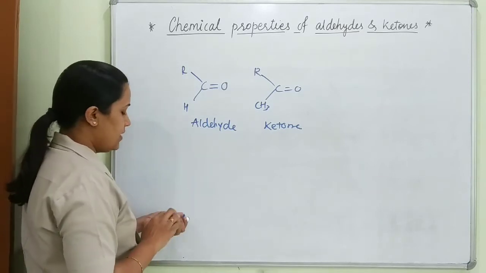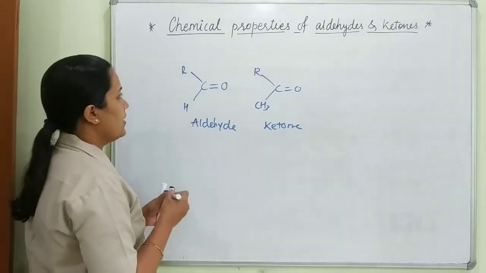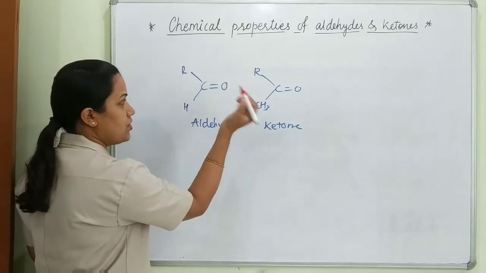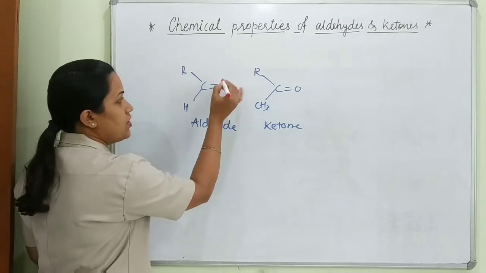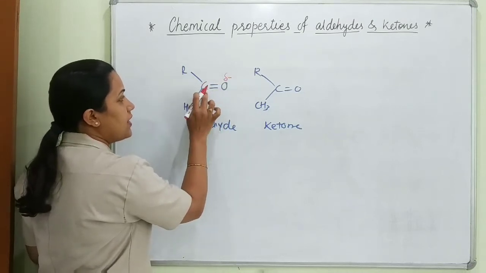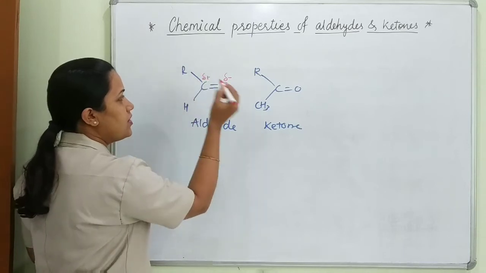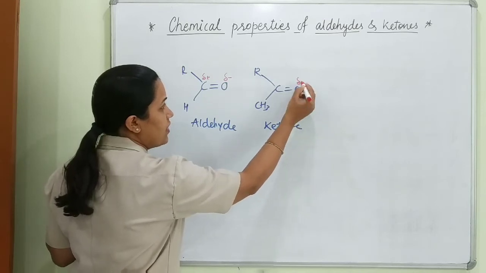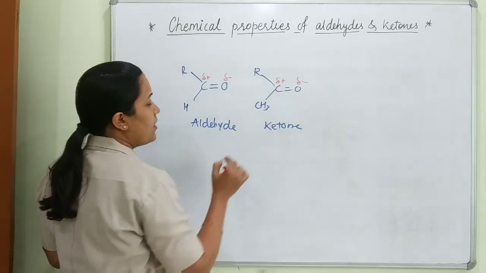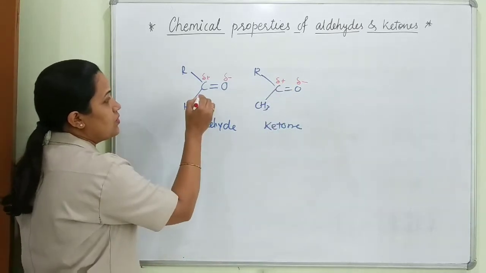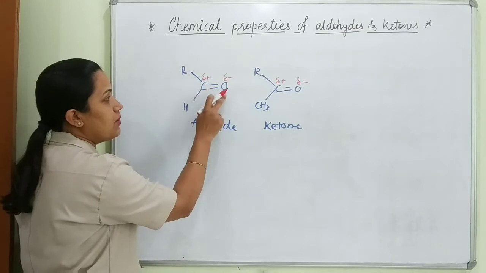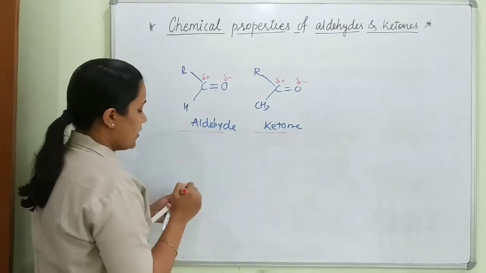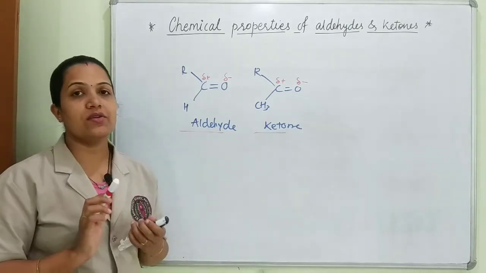Now let's see that in this structure, oxygen is electronegative in nature. That's why oxygen will acquire a partial negative charge and this carbon will acquire a partial positive charge. Similarly here also, this oxygen will acquire a partial negative charge and this carbon a partial positive charge. So, students, this carbon is attached by a double bond to oxygen, and that's why aldehydes and ketones are considered very reactive groups.